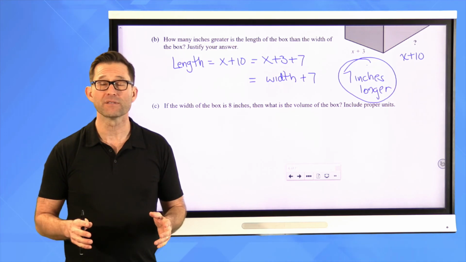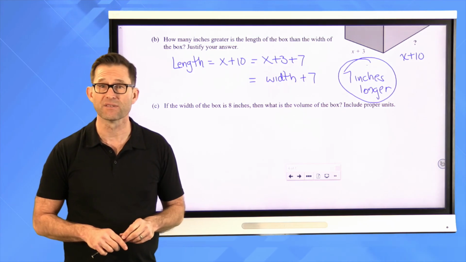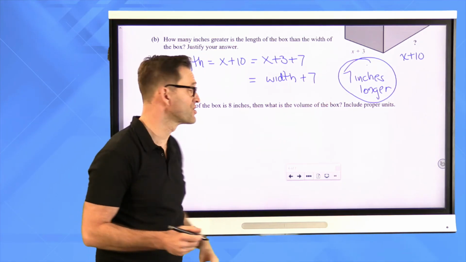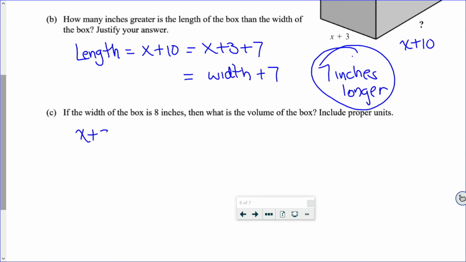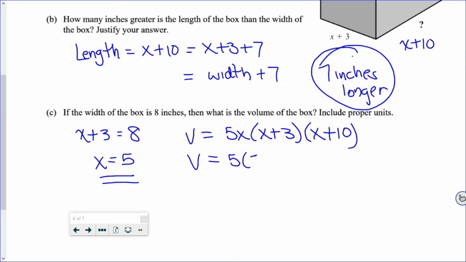Well, the cool thing is, as soon as we know what the width of the box is, we also know what the value of x is, right? So the width of the box is 8 inches, and the width here is x plus 3, right? So x plus 3 is 8, which means x obviously is 5. That's not what they asked me for. They asked me for the volume. The volume, remember, was 5x times x plus 3 times x plus 10. So the volume is going to be 5 times 5 times 5 plus 3 times 5 plus 10.